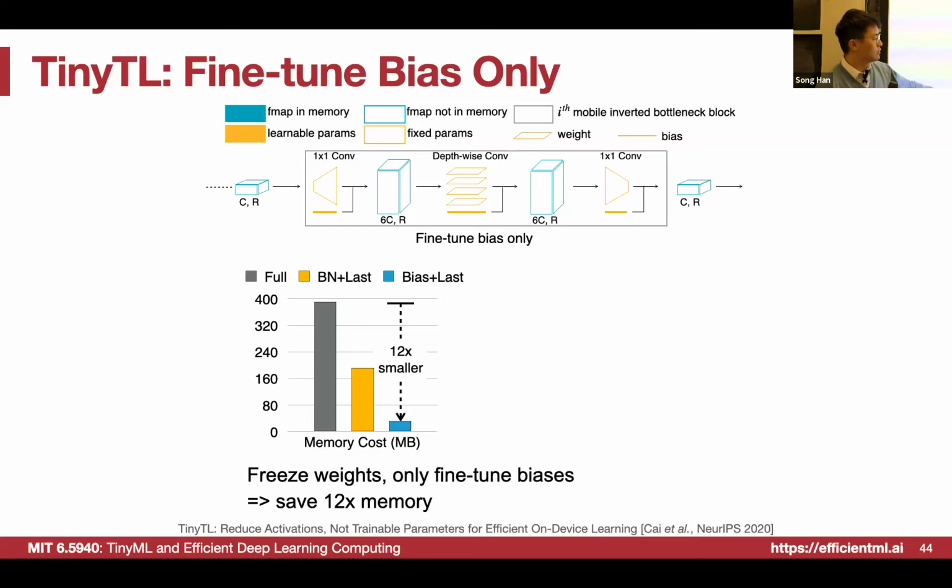You can see if you freeze the weight and only fine-tune the bias, we can save 12 times the memory compared with fine-tuning the batch normalization plus the last layer.